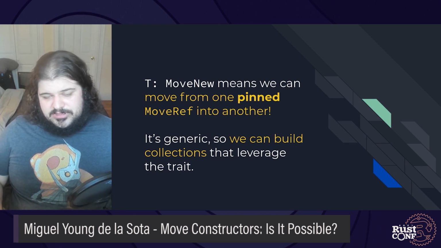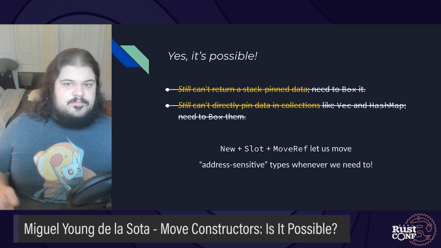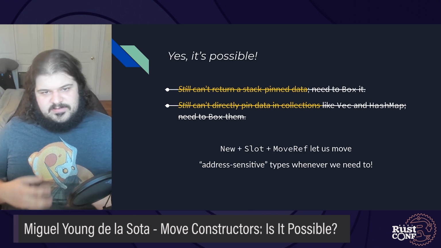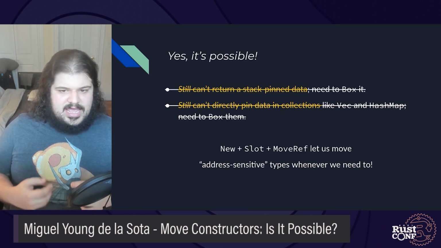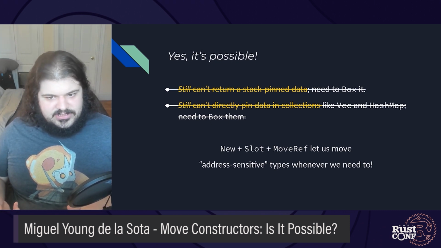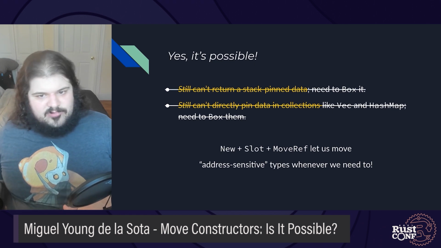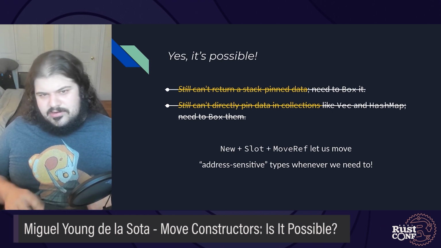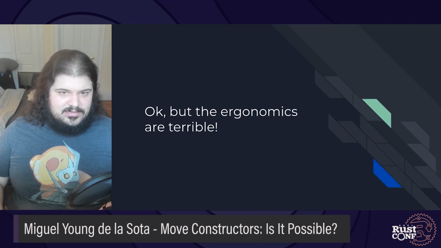Pin data in a collection, so long as it can be move constructed, is totally something we can do. So yeah, we can actually do these things. We can make address sensitive types feel as flexible as normal Rust types. We can return them, we can put them in collections, we can really allocate them wherever we want, and we can specify complex moving strategies that the normal Rust object model would not let us.